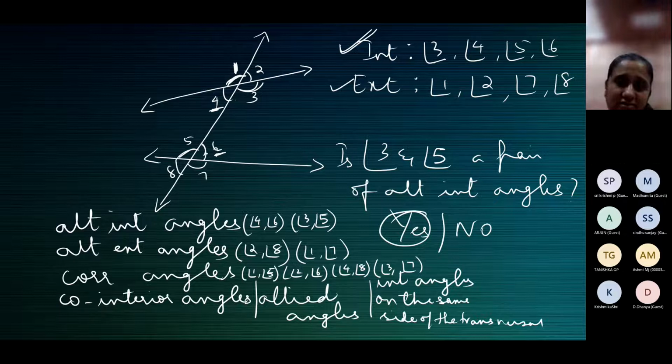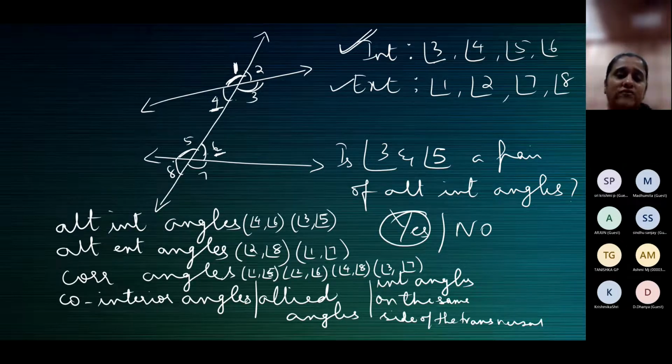Angle 3 and angle 6 are interior angles and they are co-interior angles. Co-interior angles will lie on the same side of the transversal. That is why they are also called interior angles on the same side of the transversal. They are also called allied angles. So you can see here 3 and 6, they are interior angles and they lie on the same side of the transversal. So angle 3 and angle 6 form a pair of allied angles or co-interior angles.